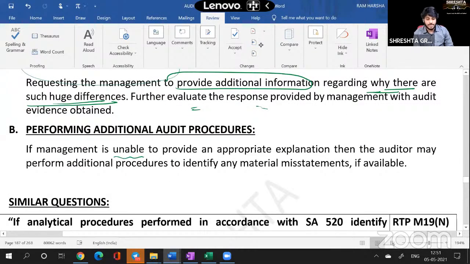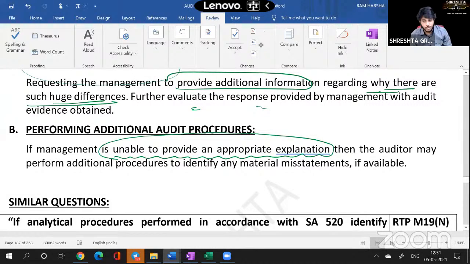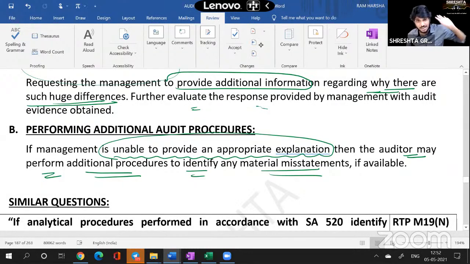Suppose management is unable to provide an appropriate explanation for the difference, then what do you have to do? You investigate, you perform additional work, and identify material misstatement if it exists. For repairs and maintenance, why is there a huge variation? The accountant did not answer. What did you do? You investigated in depth. You discovered that PPE is debited to repairs and maintenance, which is actually a capitalizable value as per Ind AS 16, accounting standard 10. That's it. So that's about analytical procedure.